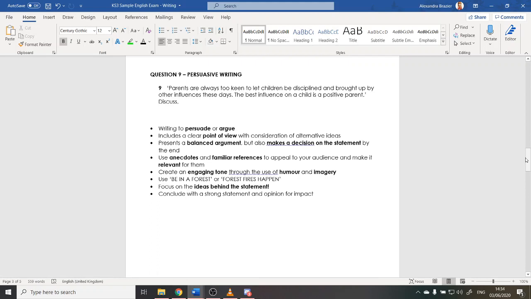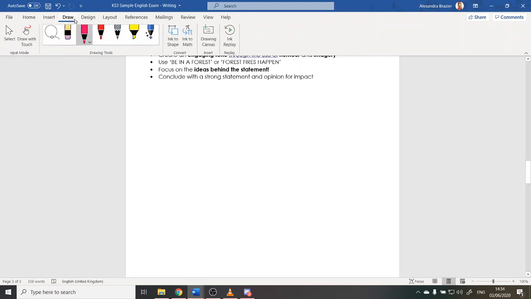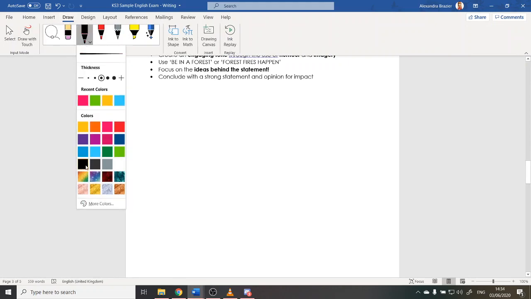So even though we want you to sort of consider both sides, we want you to make a decision by the end. Because if you end your writing by saying, yeah, there's both good and bad things, that's not telling us anything. That's not giving us your opinion. So if you're doing this one, here is how I would plan it.